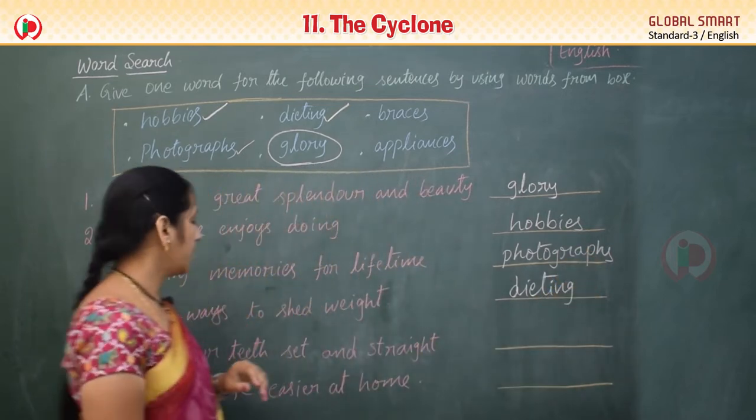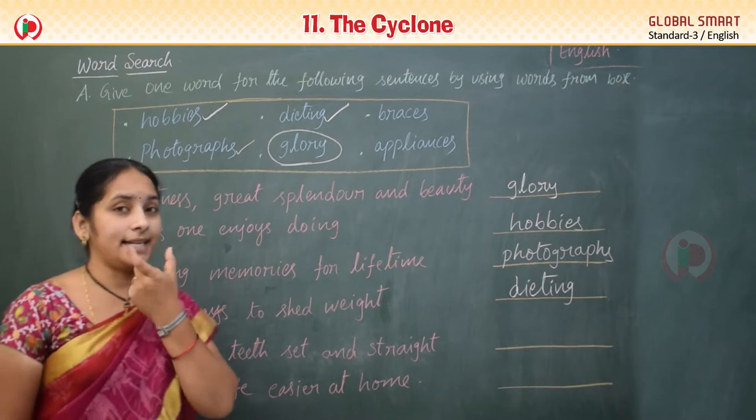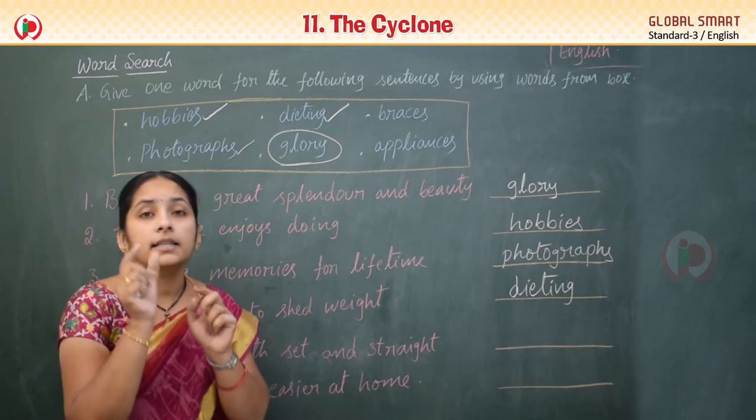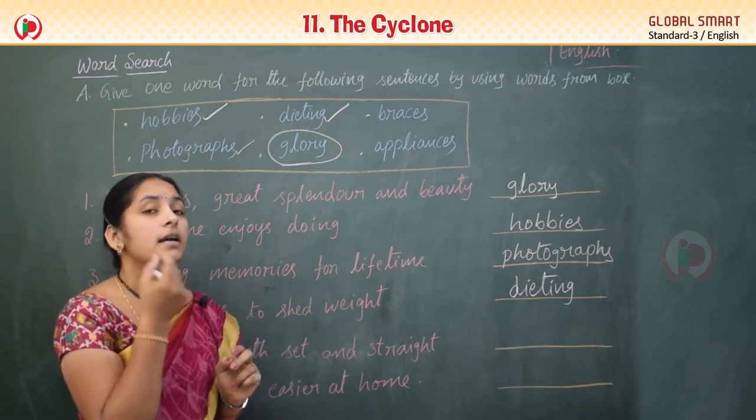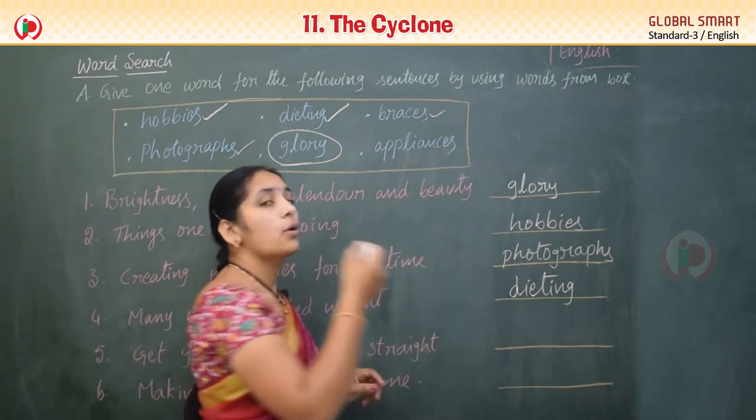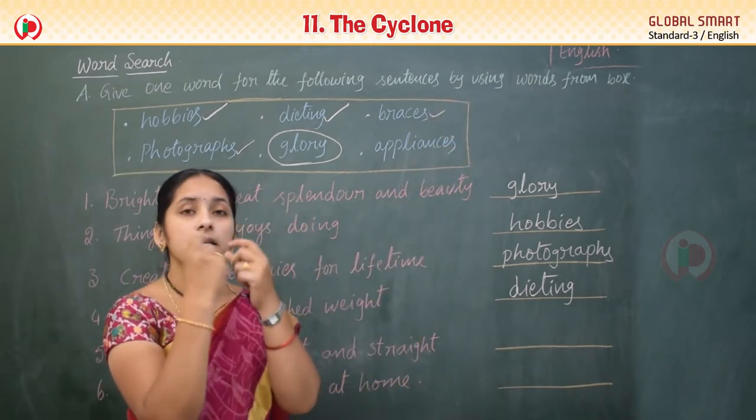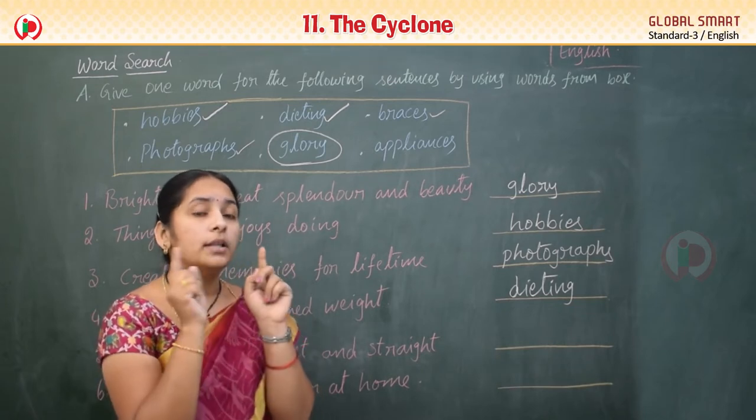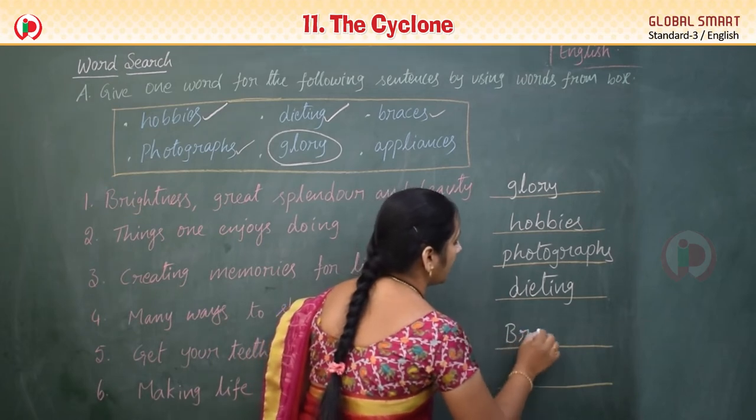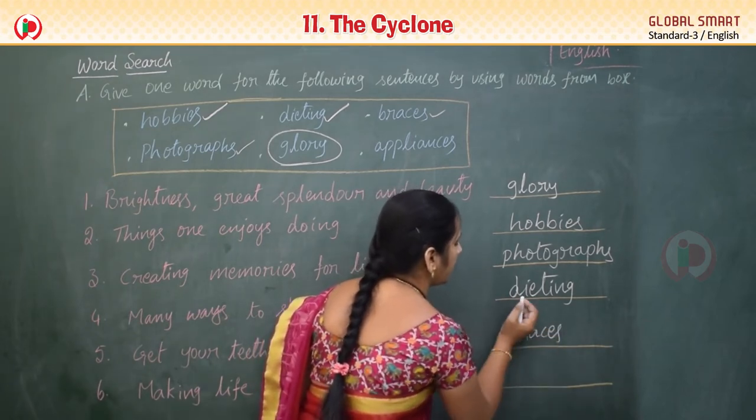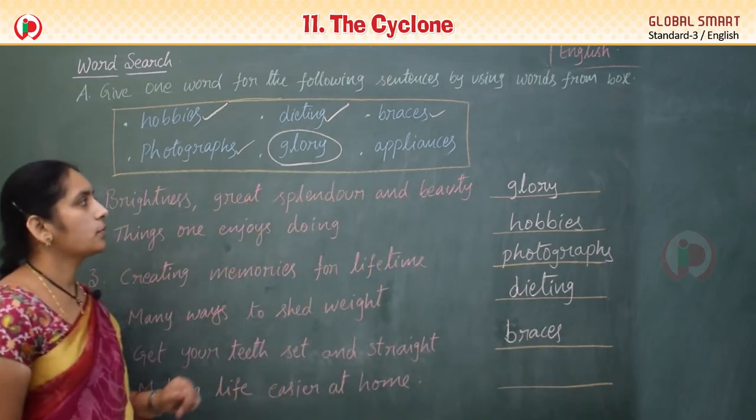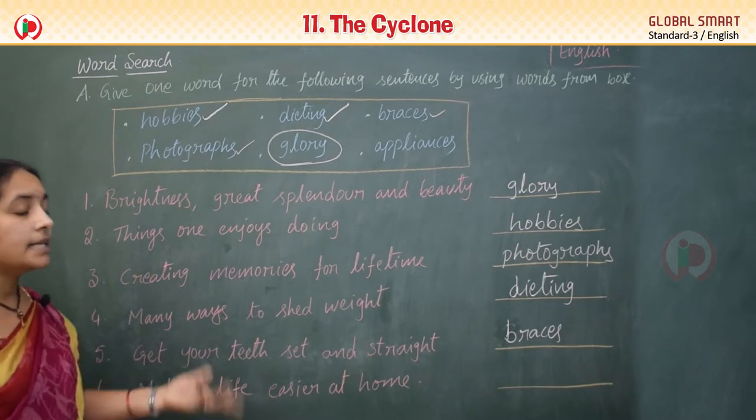Okay, next one. Get your teeth set and straight. For the teeth gaps, if we have to set them, they give one steel cap like this, no? Steel string. So what do we call it? Braces. So on the teeth they keep some dots or else a string to set all the teeth in the proper way. That we call braces. B-R-A-C-E-S. Braces we call it. Okay.